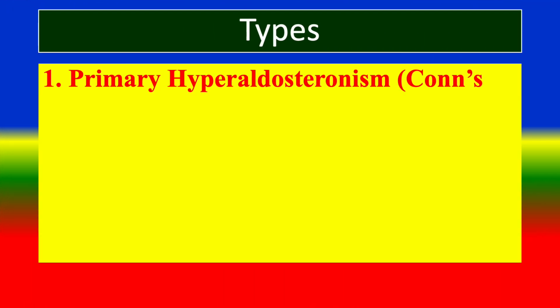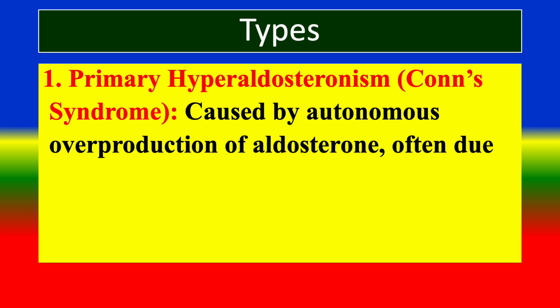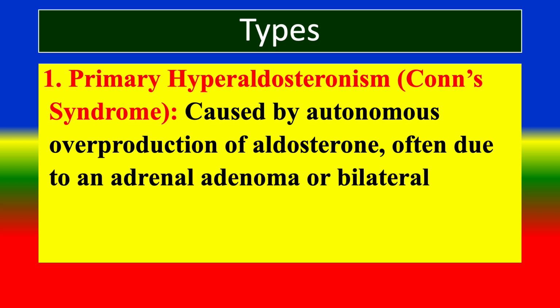Types. 1. Primary hyperaldosteronism, Conn syndrome, caused by autonomous overproduction of aldosterone, often due to adrenal adenoma or bilateral adrenal hyperplasia.